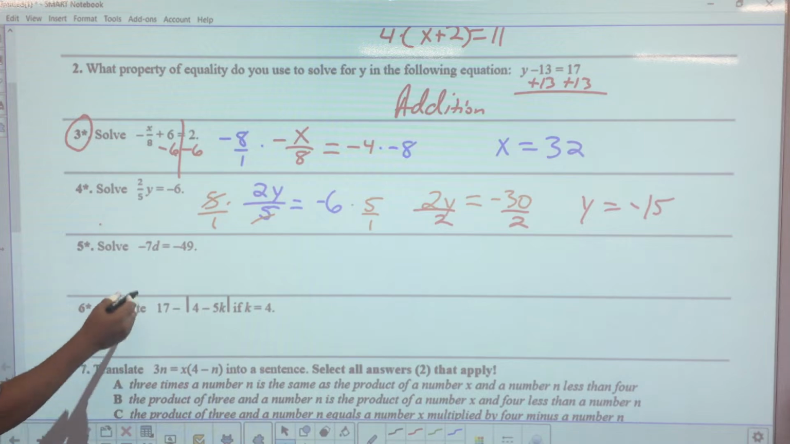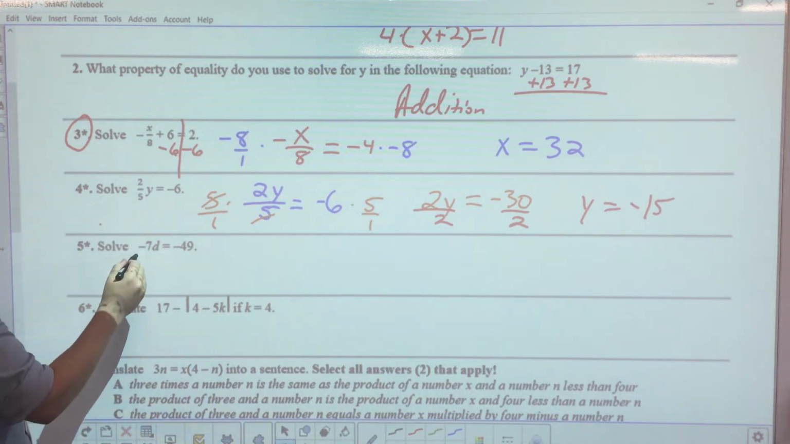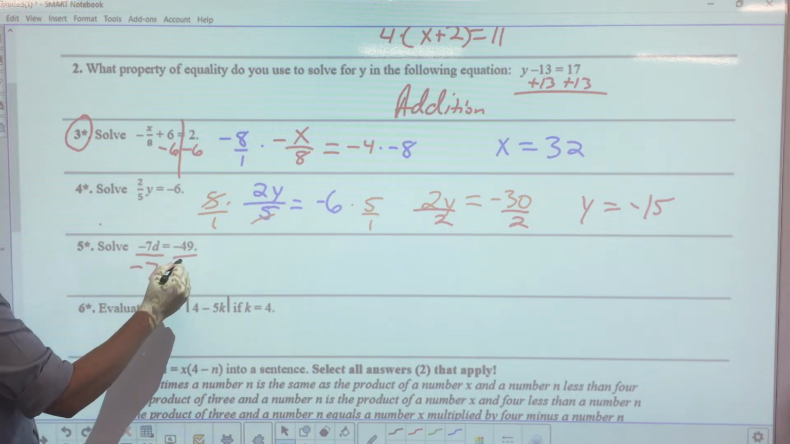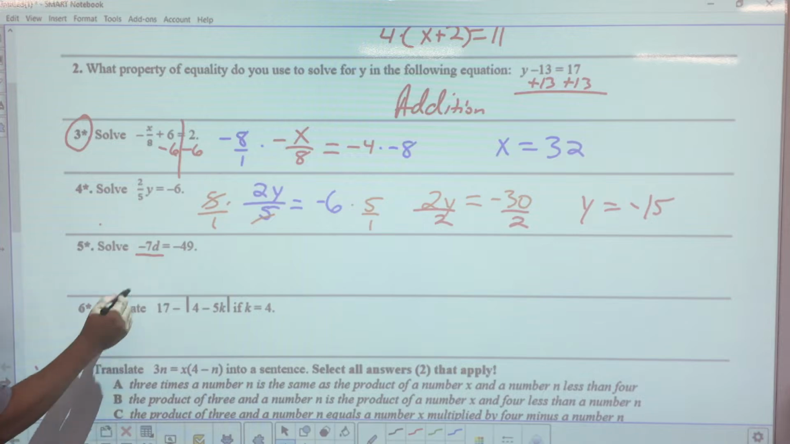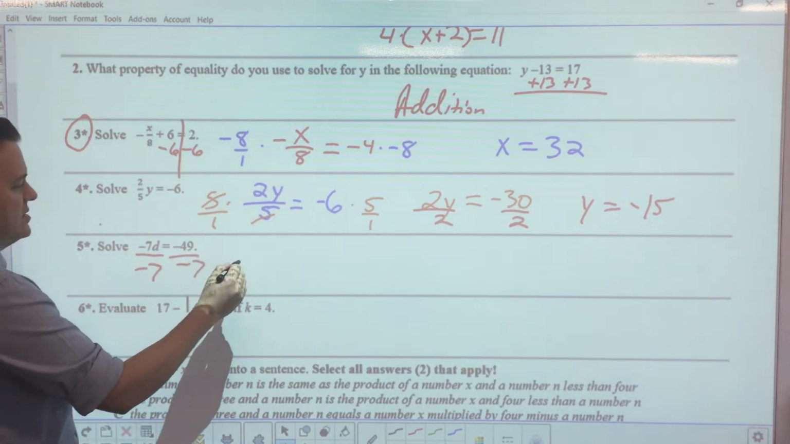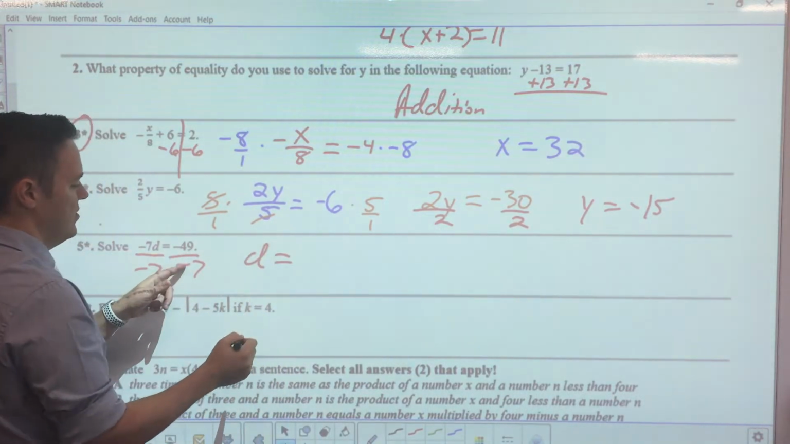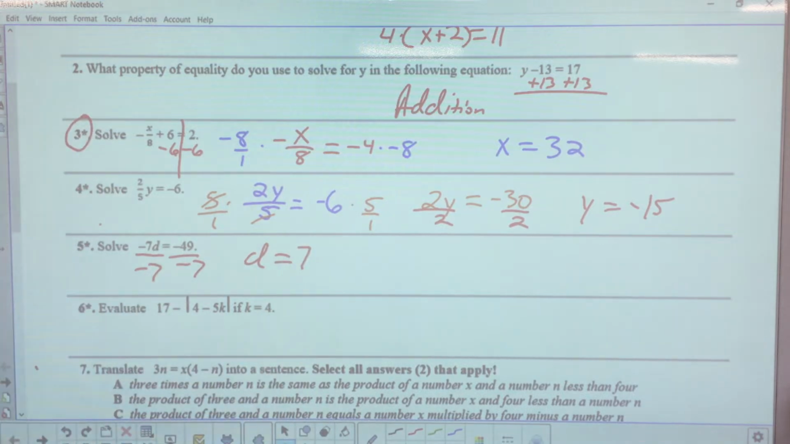All right, solve this one, ladies and gentlemen. Remember, there's a negative in front of this. So remember, get your negativity out of there. Oops, sorry, bad. Negative 7, negative 7. D equals negative divided by a negative is a positive.